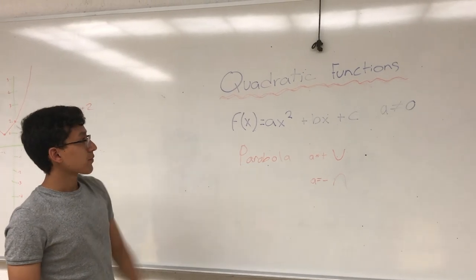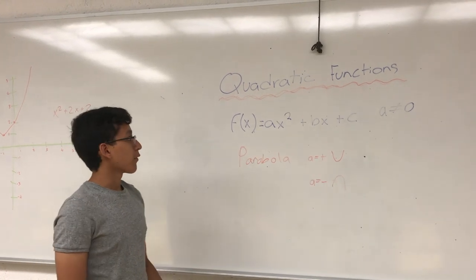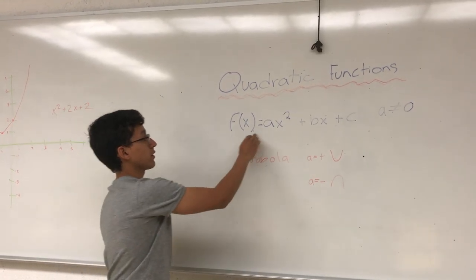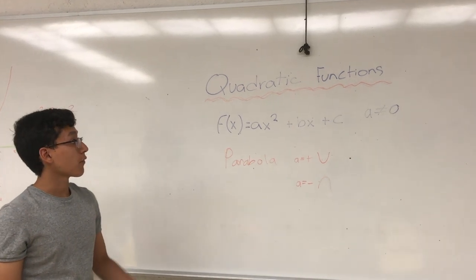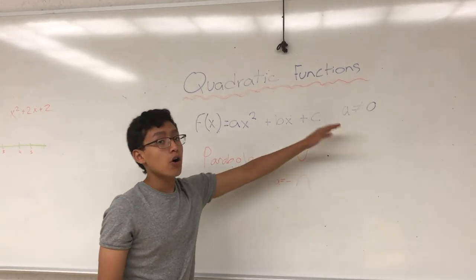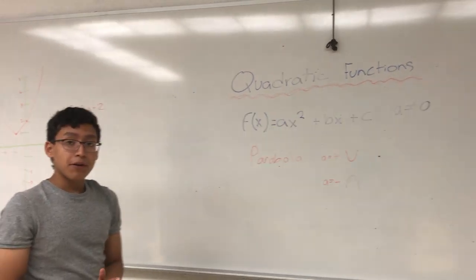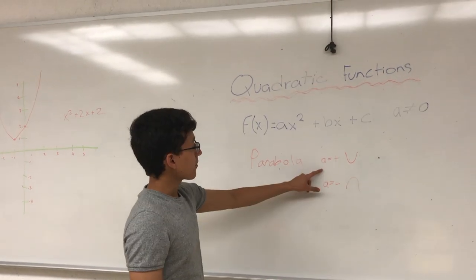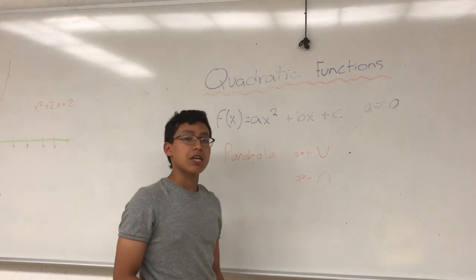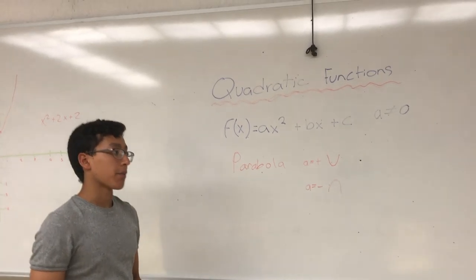Quadratic functions. The basic formula for a quadratic function is known as this. One of the main characteristics of a quadratic function is that a needs to be not equal to 0. When graphing a quadratic function, you get a parabola. A can change the way the parabola behaves.